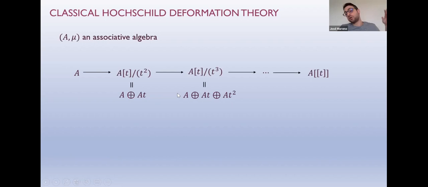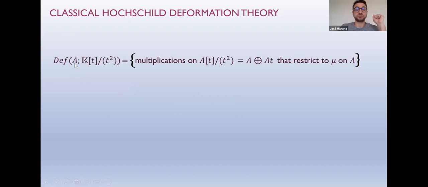This is a truncated polynomial algebra, but you can take, of course, higher truncated polynomial extensions, or you can go all the way up to formal power series, and you can actually generalize this to other maximal ideals in Artinian rings, but I'm not going to enter into that. So what we are saying is that the deformations of the algebra A with coefficients extended by a certain algebra are multiplications in the new algebra that restrict to the original one on A.